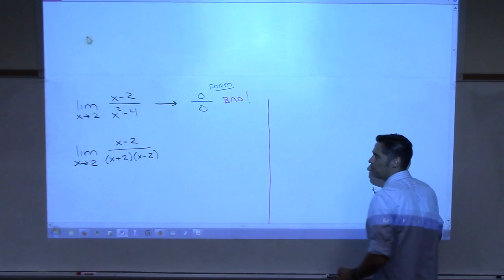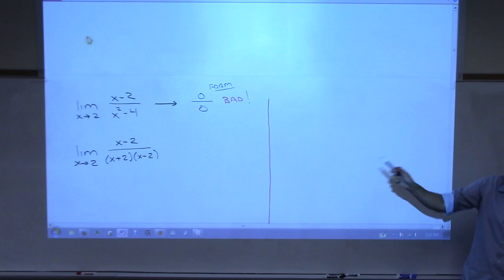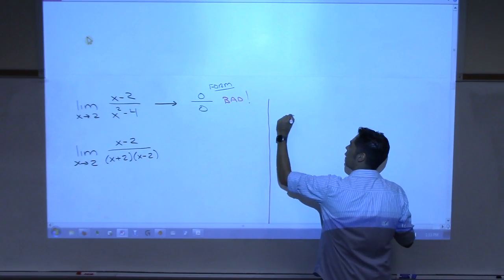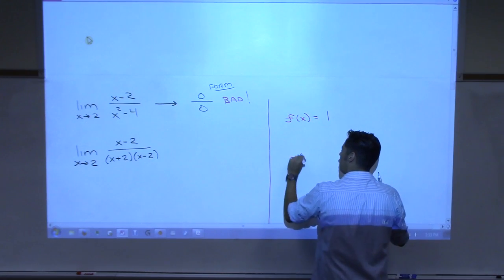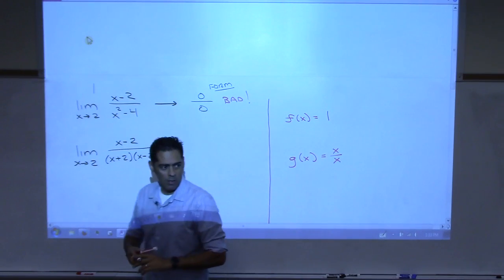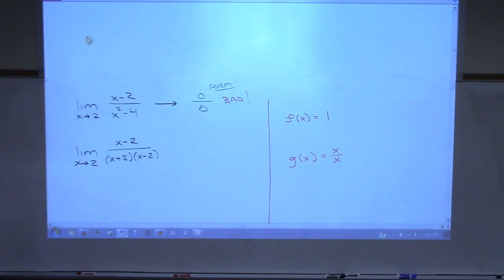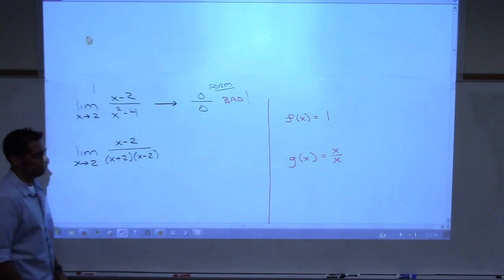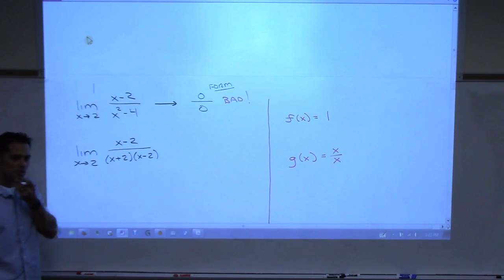I need you to be able to pause your brain, if possible, and think about something that I'm putting over here. Before we cancel, I want to make sure everyone's on the same page. I'm going to write two functions down right here. f of x is 1, and g of x is x over x. And I'd like for you to look at those for a moment and tell me if they're the same function or not. I'm hearing yes and no. I'm seeing yes and no's.